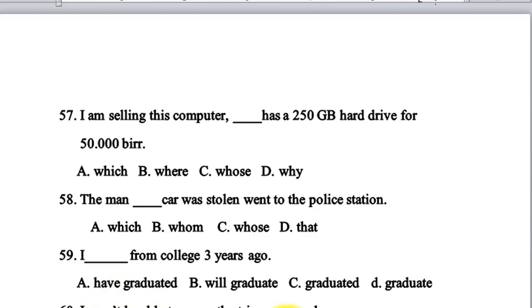A, B, C and D. Fine. If you answer A, you are completely right.